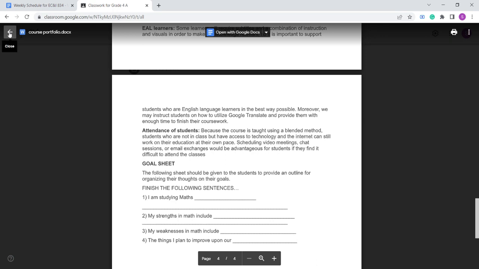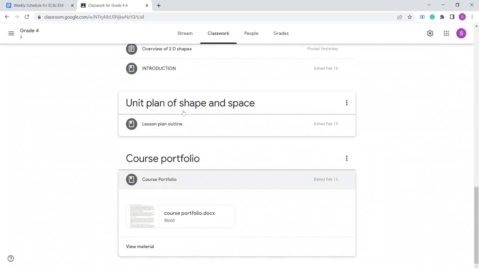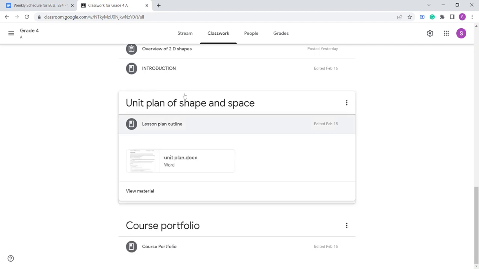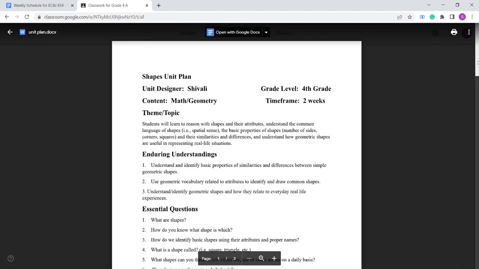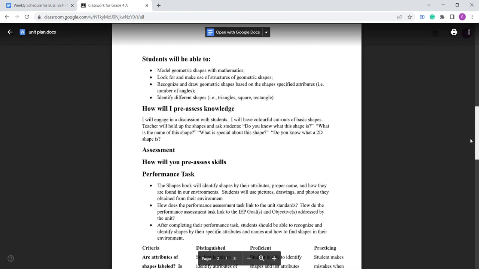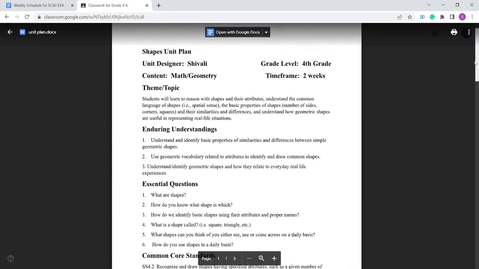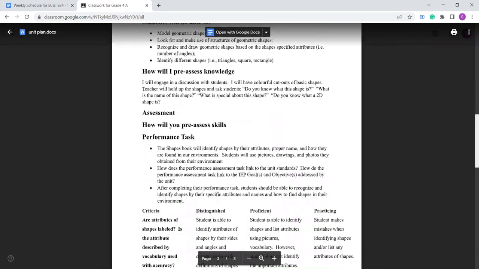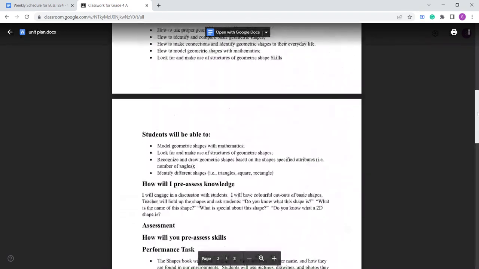And I think that is very helpful for me in order to plan my second lesson plan. And here is the unit plan. I think the unit plan is the best method because in this way I can easily organize all the things. Here is my unit plan.